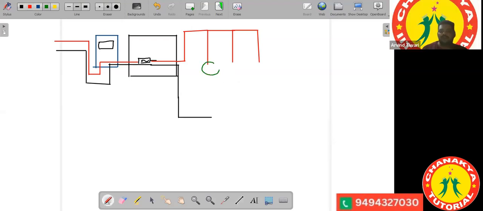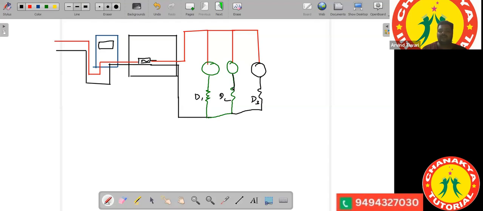So here you have the switch. From the switch, you have whatever device or appliance is to be connected. We can mark the appliance by resistance. This is how your different devices are connected. These are your device D1, device D2, and this is your device D3.